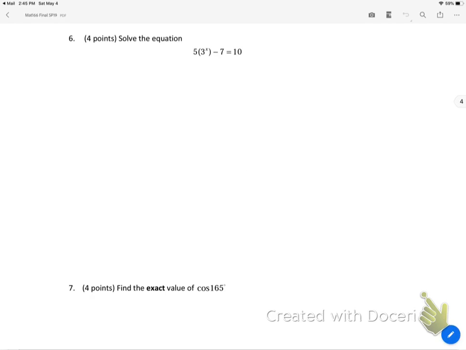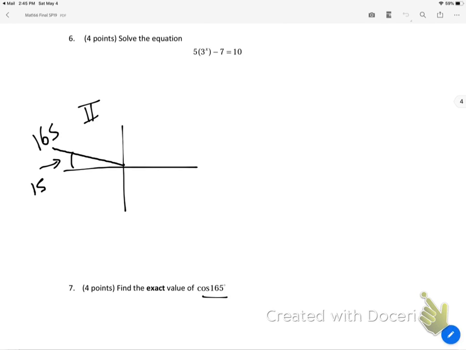A bit of trig now. So, cosine of 165. I'm going to just do this. Where's 165? It's about there. So it's in quadrant 2, and the reference angle is going to be 15 degrees: 180 take away 165. So, how can we make 15 degrees? We can say it's 45 take away 30.